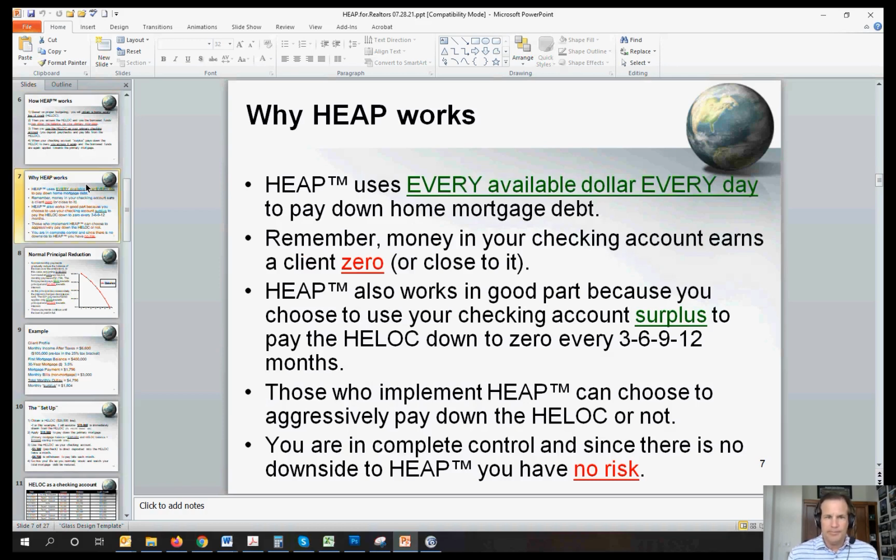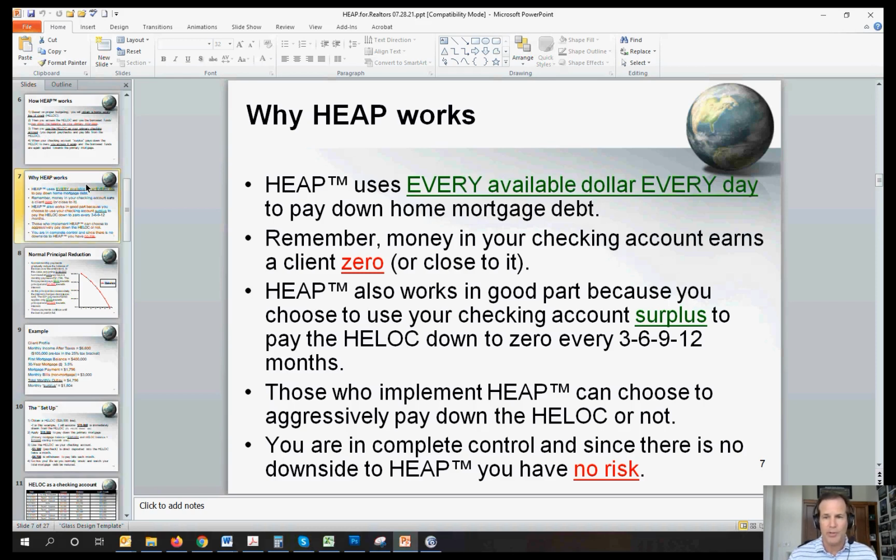I got another slide here. So again, every dollar every day: money in checking earns you zero. How quickly somebody pays off the home equity line of credit will depend on their monthly, quote-unquote, surplus. So if I spend $2,000 a month but I make $3,000 a month, I have a $1,000 surplus. That will start paying down your HELOC, whether it's $500 or $300 or $2,500. It doesn't matter because it happens automatically.